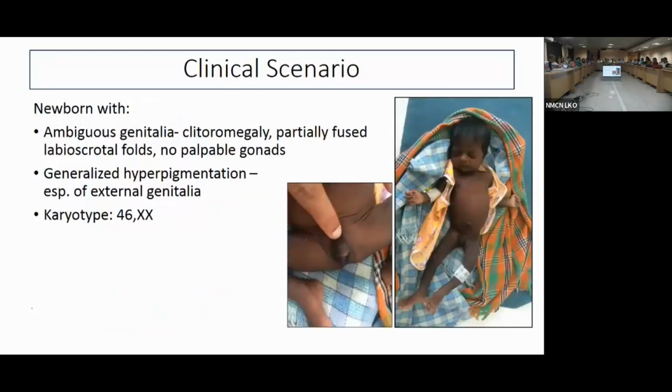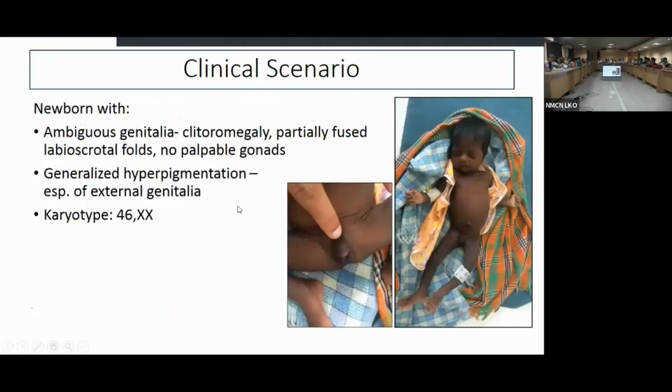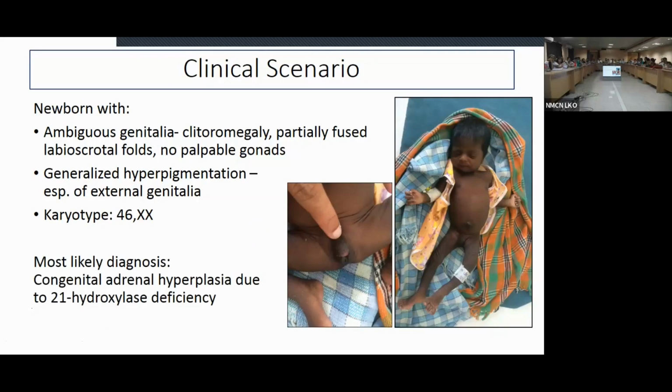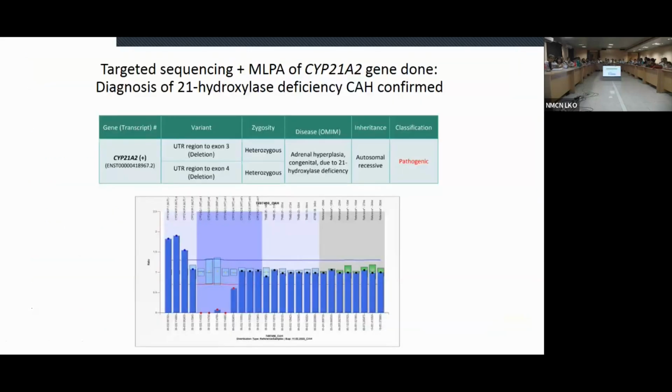So now here we have a newborn with ambiguous genitalia, clitoromegaly, as you can see, partially fused labioscrotal folds, no palpable gonads, generalized hyperpigmentation, and especially the genitalia appears hyperpigmented. Karyotype is 46XX. What do you think is the most likely diagnosis? CAH due to 21-hydroxylase deficiency. So that would be the first diagnosis to consider.